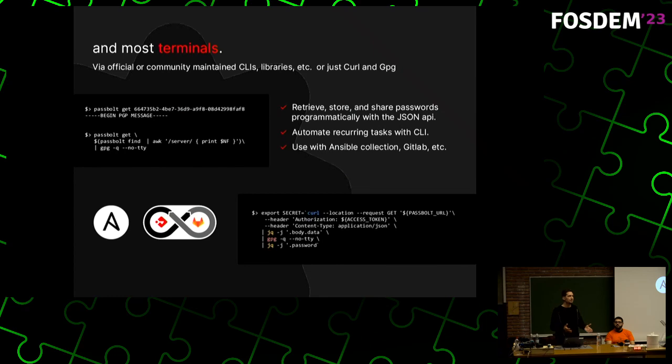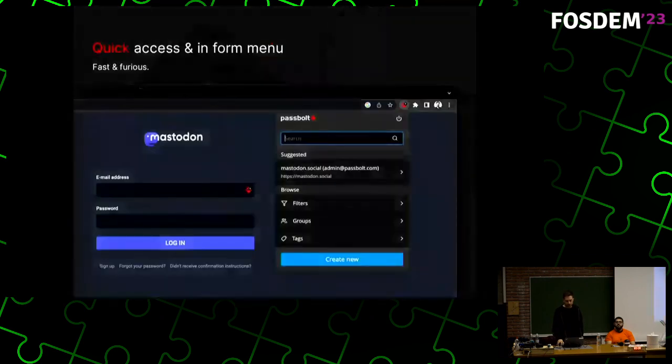Since you are all developers, it might interest you as well that if you have curl and GPG on the system, you can pretty much interact with Passbolt, because it doesn't require any fancy technology to retrieve the secret, decrypt it, or even push an update. So you can do some interesting things. For example, if you want to inject secrets in your pipelines, or even build something with Ansible, you can integrate with Passbolt quite easily.